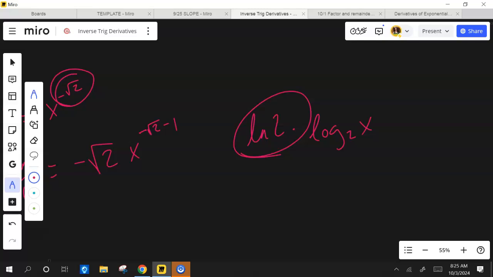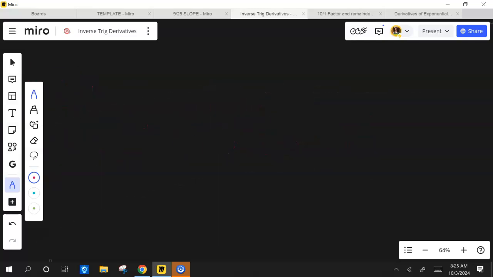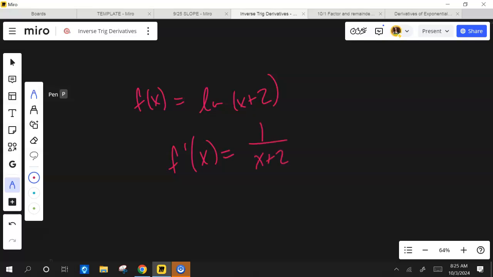Yes? Yeah, well, kind of. 37? Don't worry about domain. All right, so find the derivative. 1 over the argument and then chain it. This doesn't have a chain, so I stop.